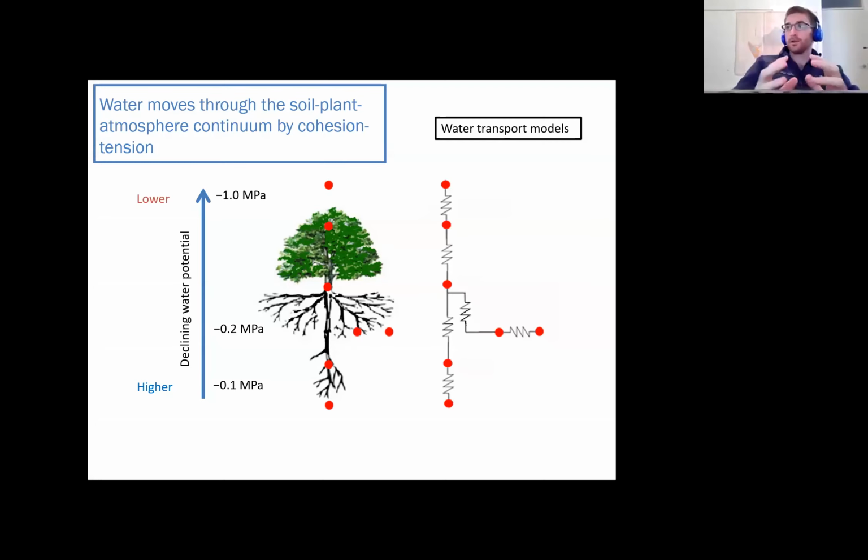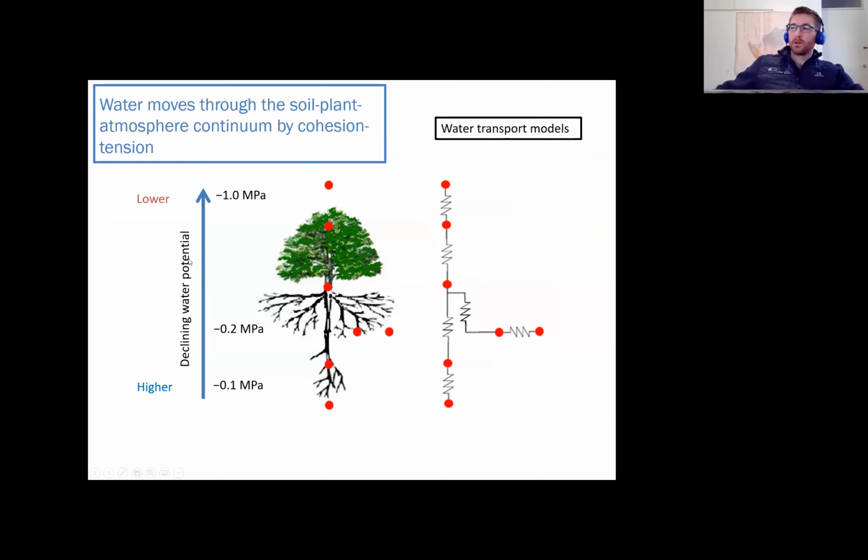So how do we start to think about a plant and how it functions? How do we start to think about plant form and function? One of the ways we can do this is to think of a plant as analogous to an electrical circuit, where you have a bunch of resistors, and so you have water flow through the plant, and you can identify gradients of water potential.